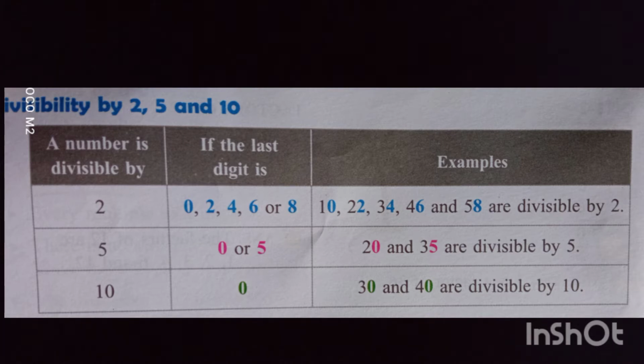Third one, 10. If any number ends with 0, that number is divisible by 10. Like 30, 40, 50, whatever. However big the number is, if it ends with 0, it means that number is divisible by 10.